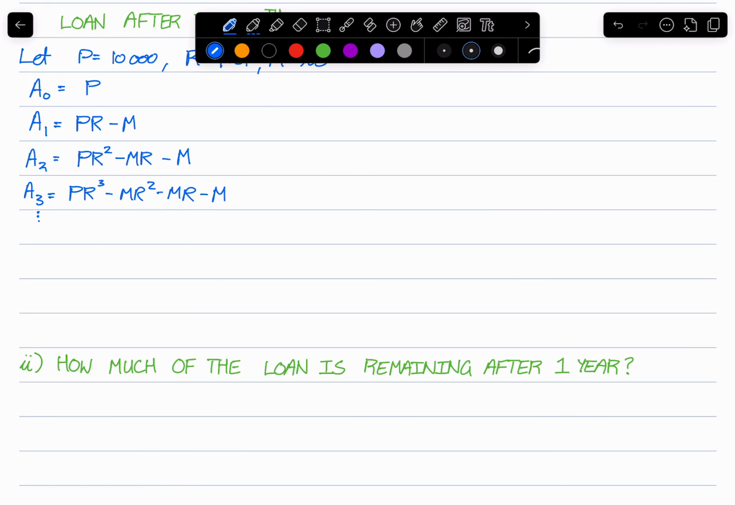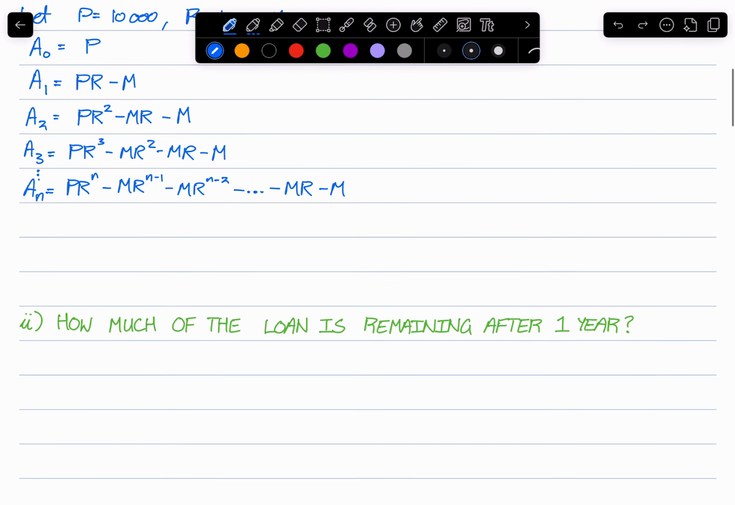From here, we can already build our pattern, A of n. So PR is going to match the nth term, so PR to the power of n, minus MR to the power of n minus 1, minus MR to the n minus 2. And this goes all the way down to just M by itself. But before I do M by itself, I'll take the last 2.